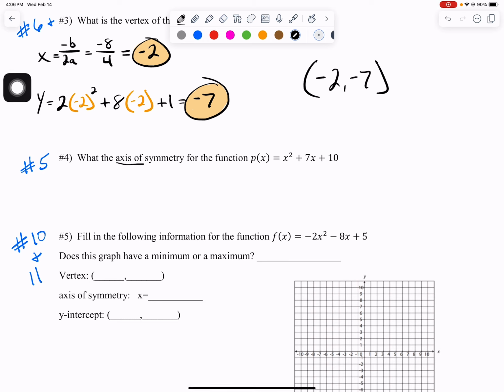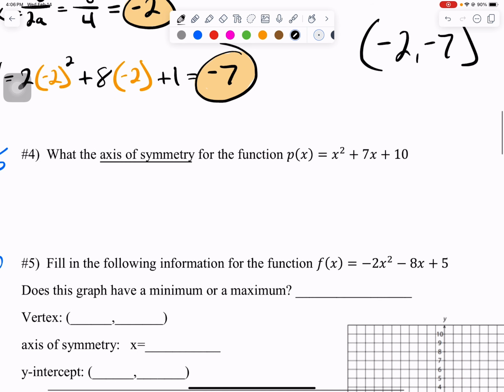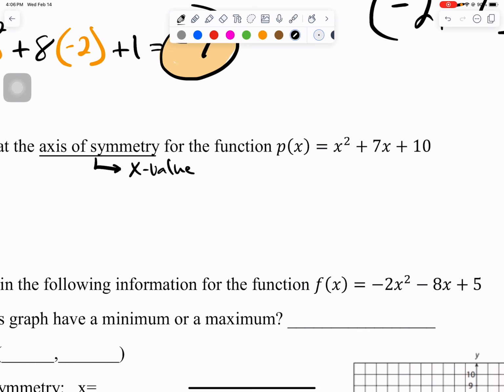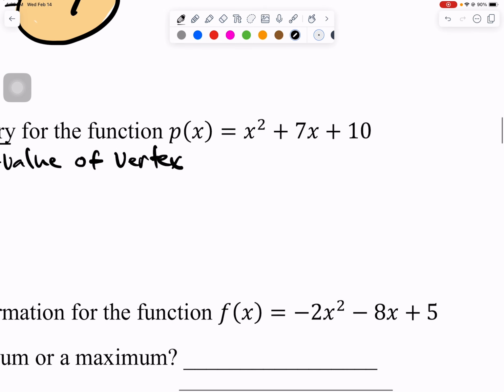All right, so I'll underline our axis of symmetry. And I do believe by now we know that that's the x value of our vertex, but I will write that in there for some of our first-time viewers. X value of vertex. So let's simply go ahead and identify, what is our a value here? Yes, great job, because there's an imaginary 1 right there. Our b value is plus 7, and our plus 10 is our c, our constant.